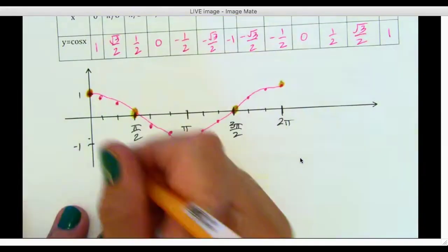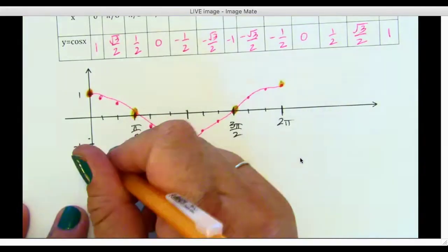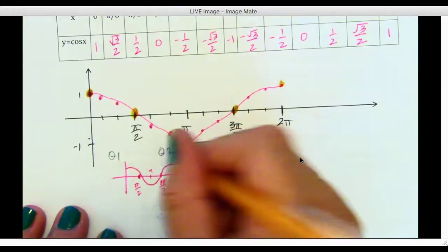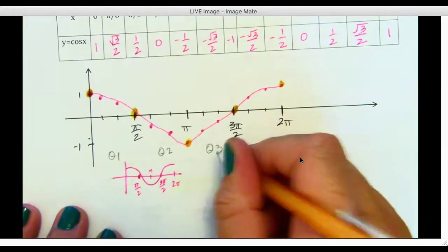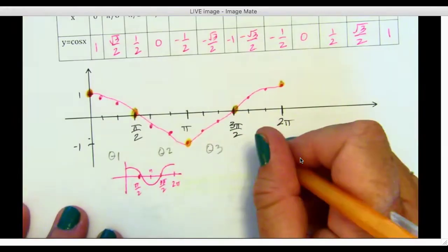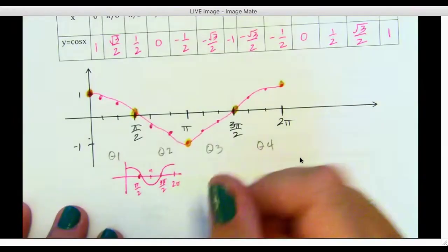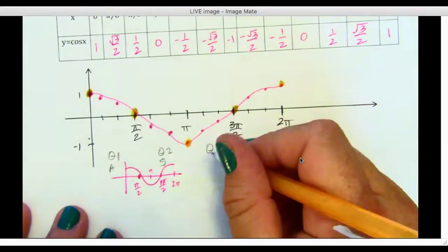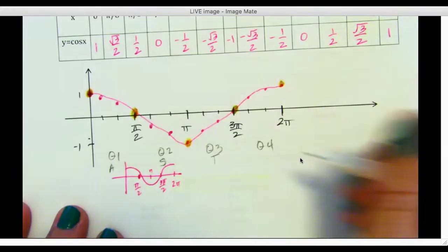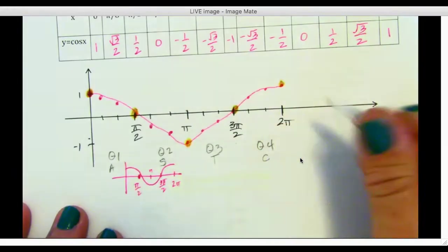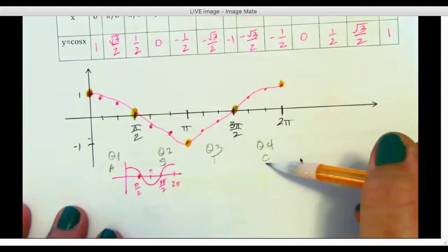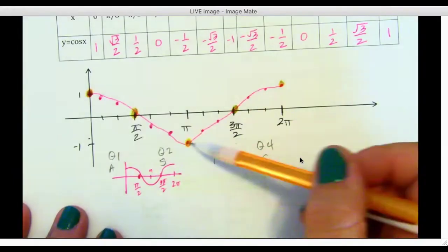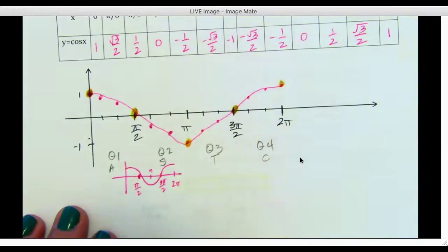If we're talking about where cosine is positive here, well, 0 to pi over 2 is quadrant 1. Pi over 2 to pi is quadrant 2. Pi to 3 pi over 2 is quadrant 3. And then 3 pi over 2 to 2 pi is quadrant 4. In quadrant 1, all of them are positive. Sine is positive in quadrant 2, so cosine is negative. Quadrant 3, tangent is positive. And then in quadrant 4, cosine is positive. So cosine is positive in quadrant 1 where all of them are positive, and in quadrants 2 and 3, cosine is negative.